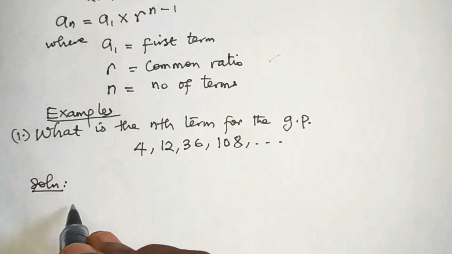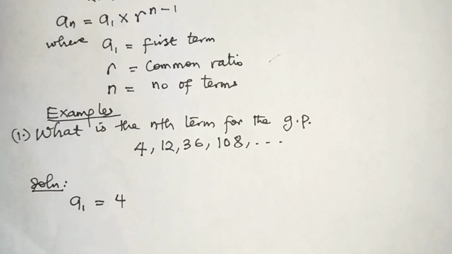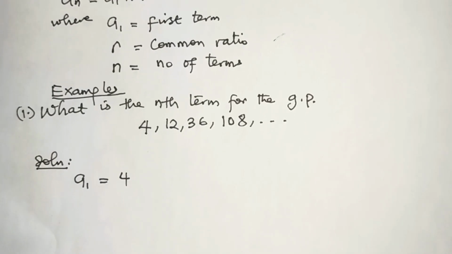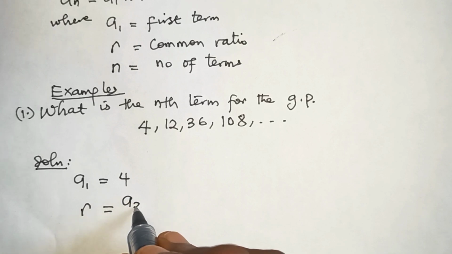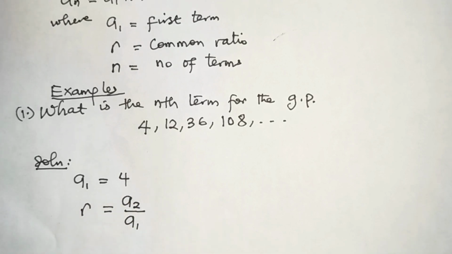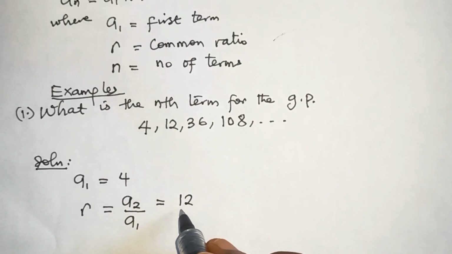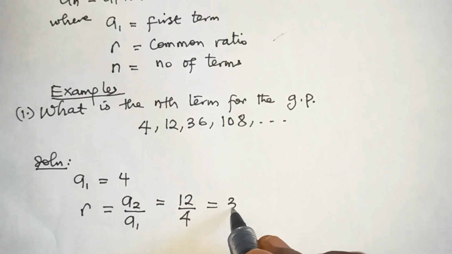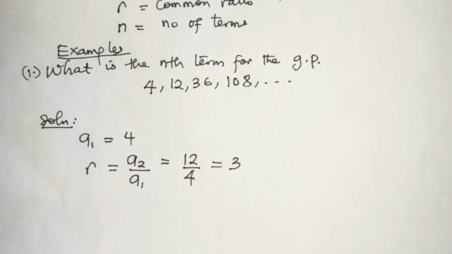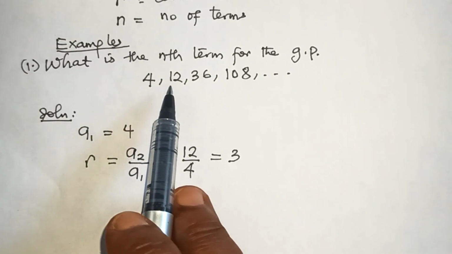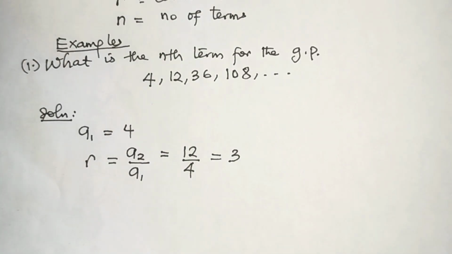The first term, a1, is equal to 4. The common ratio r is equal to the second term divided by the first term, and this is equal to 12 divided by 4. That gives us 3. We can equally use the third term and the second term, or the fourth term and the third term. Any of them is okay.